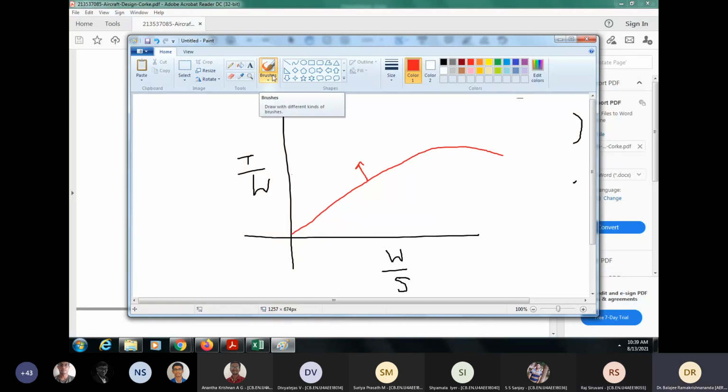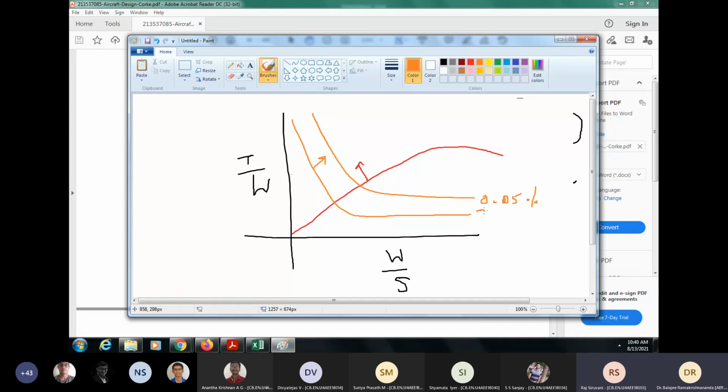Climb after takeoff. That's also given to you by FAR specification, correct? You have two such curves. 3% maybe like this. So probably only this area is feasible. I'm putting it in an orange or yellow color. Then this is 0.5%, maybe here. For other groups, it may be different. This is 3%. So the worst case is this one.